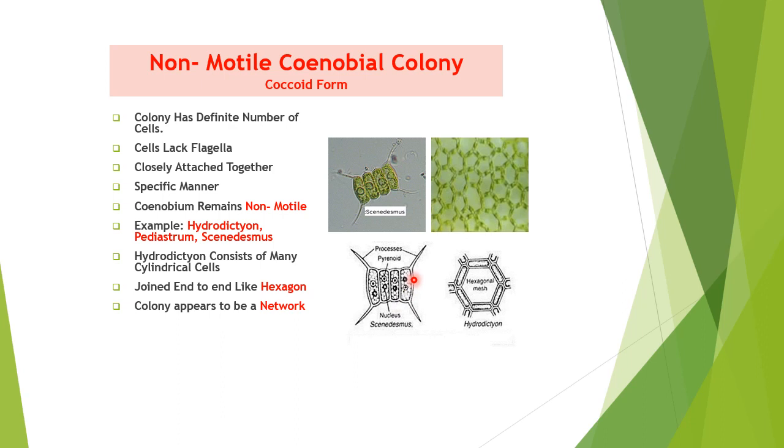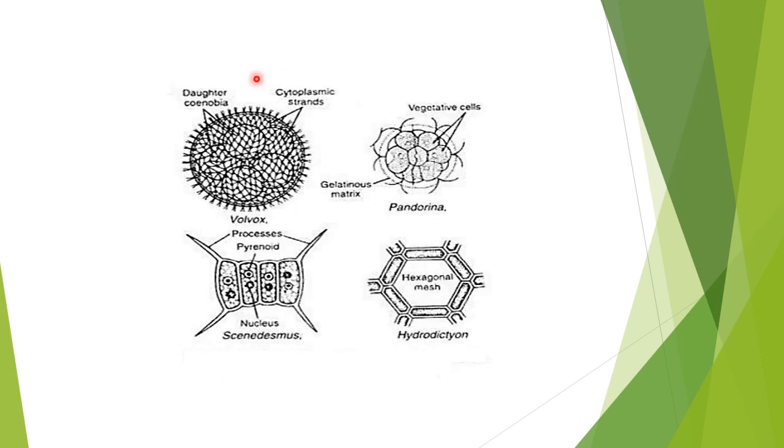As you see in the case of Scenedesmus, you have cells which are connected together, with processes at their end cells. This is acting as a coenobium with a definite number of cells, but is non-motile. Proceeding ahead, these are the figures: this is Volvox, as we have already discussed. This is Pandorina, how it appears, and this is Scenedesmus. This is Hydrodictyon, which looks just like a hexagonal mesh.